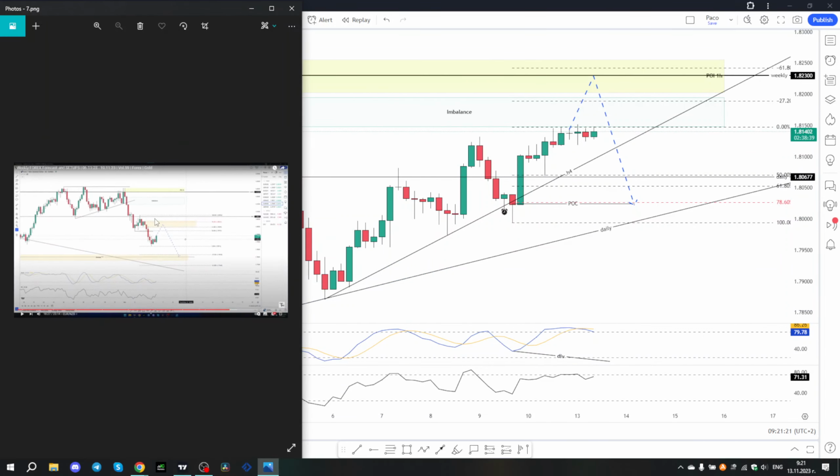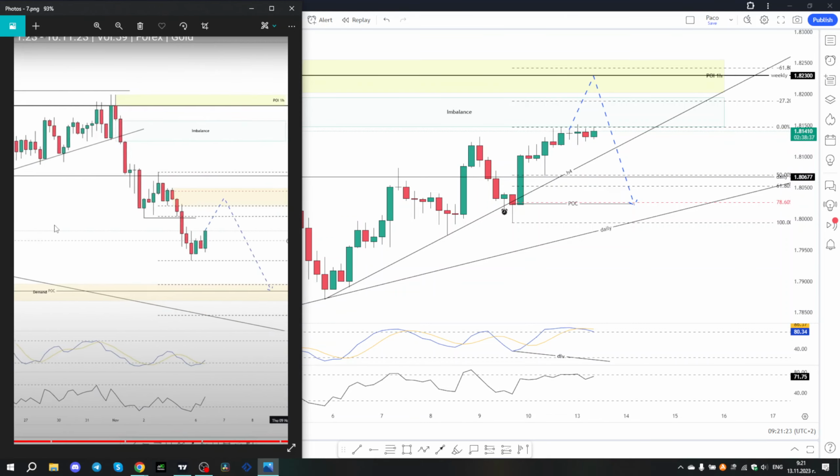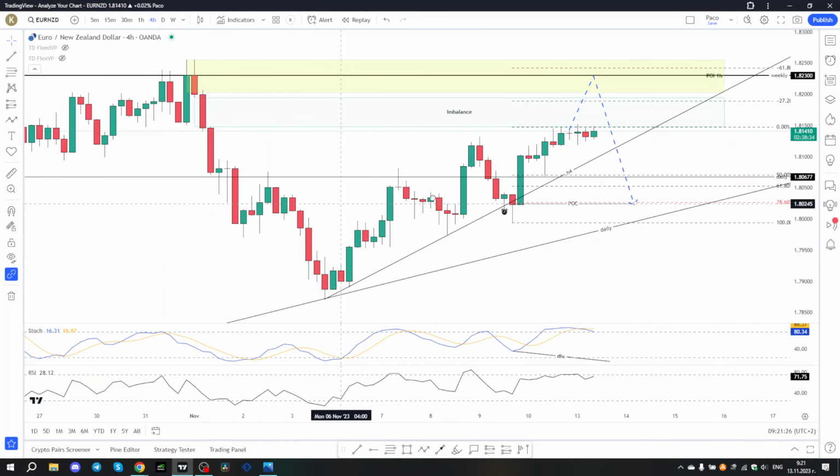Now, euro to New Zealand dollar. I hope I have a picture right there. Yes, euro to New Zealand dollar.